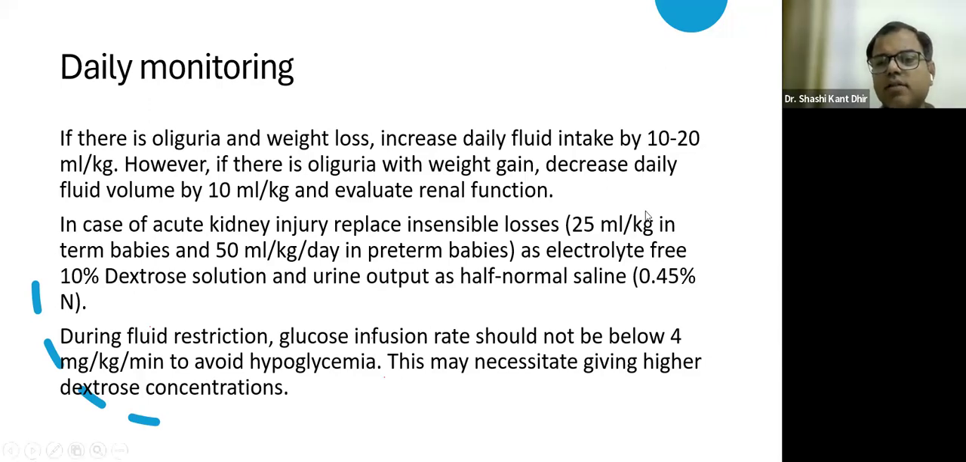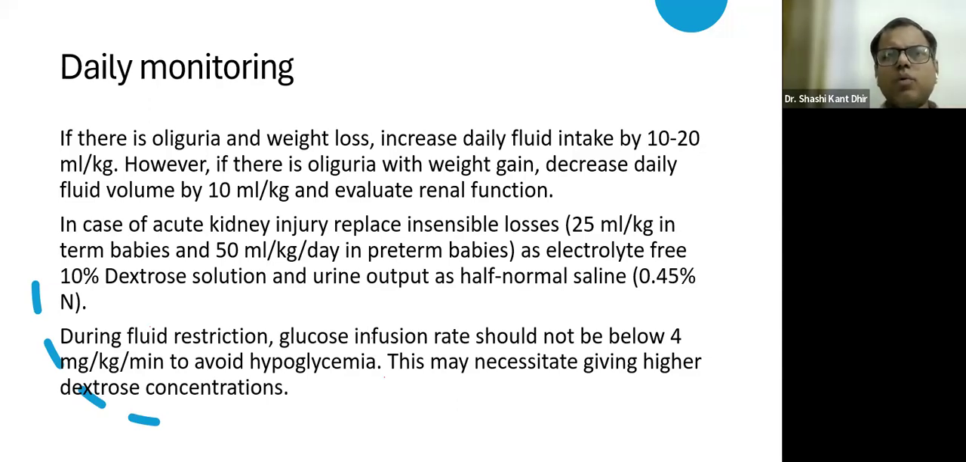So if there is renal compromise, then what do we do? As I told in the energy expanded table, we have to replace the insensible losses as electrolyte free fluid only. We don't give sodium, potassium, only dextrose fluids are given. And whatever urine output the baby is excreting, that is to be replaced as N/2 saline, right? So whenever we are restricting the fluid, we should always ensure that the GIR is not less than 4, because that is the basic requirement.